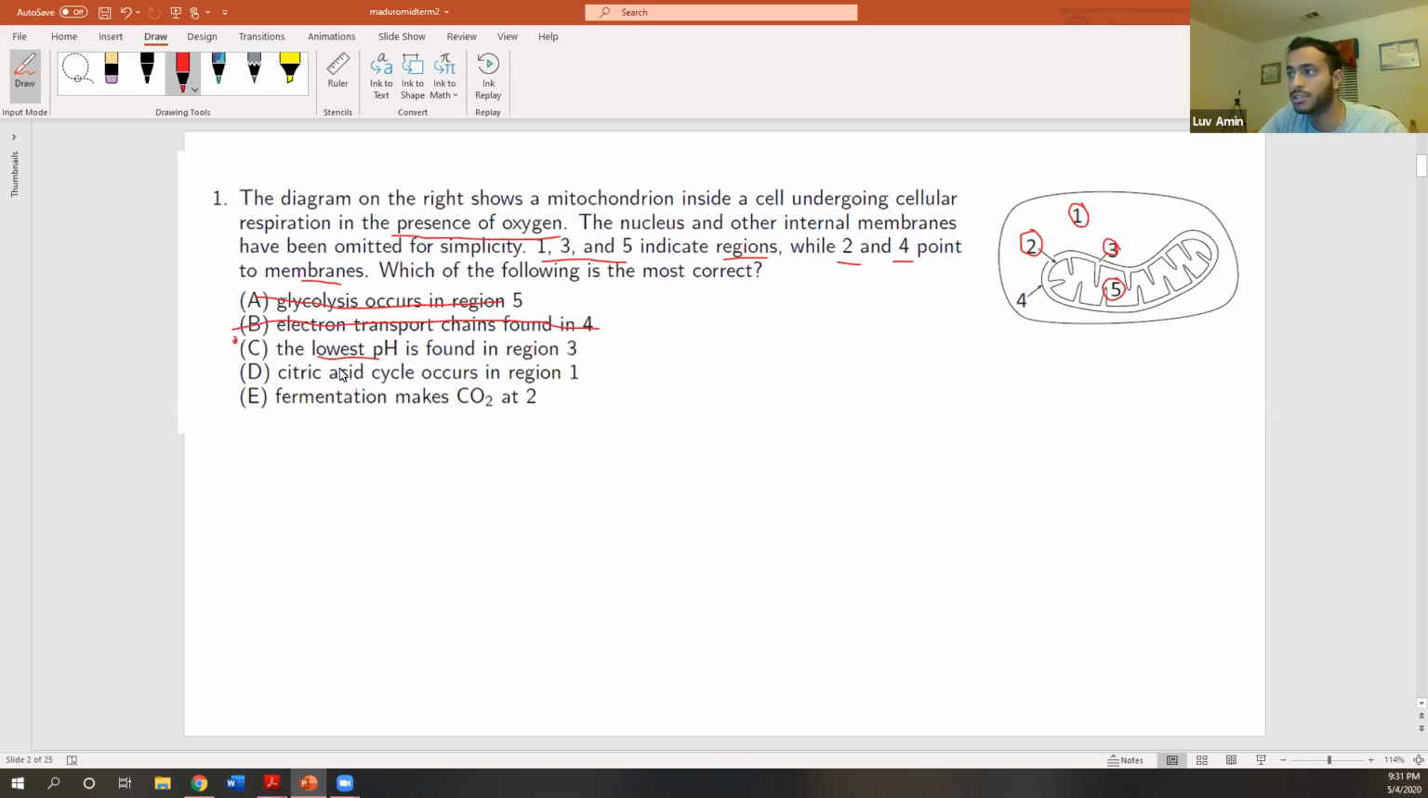D, the citric acid cycle occurs in region 1. Region 1 is the cytosol, where glycolysis occurs. The citric acid cycle is in the mitochondria, so that would not work. And finally, E, fermentation makes carbon dioxide at region 2. Fermentation also takes place in the cytosol, not in the mitochondria, so E doesn't make sense either. Our final answer for this question will be C.